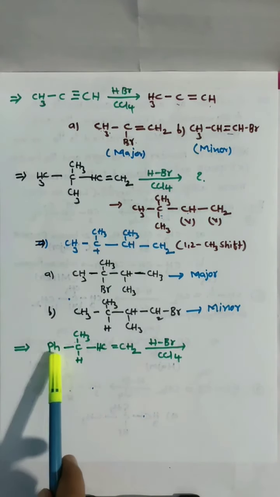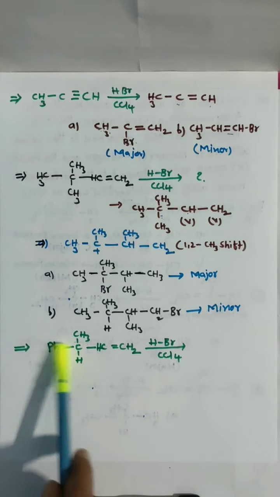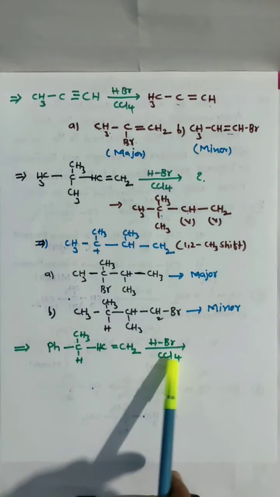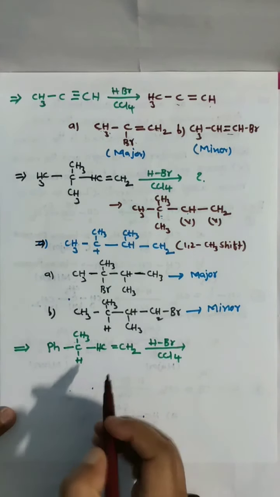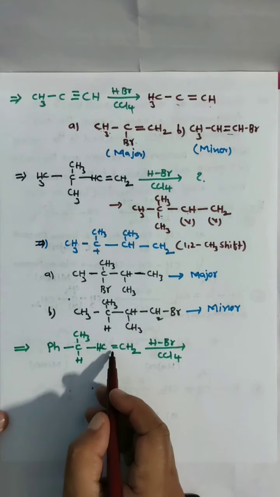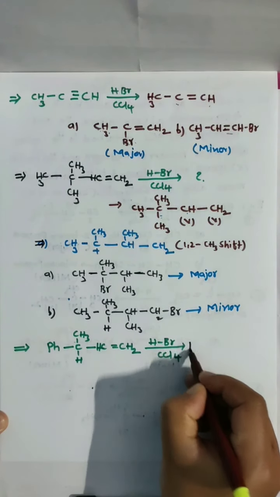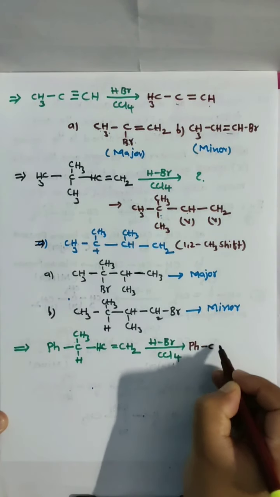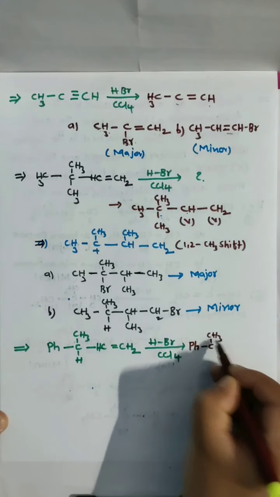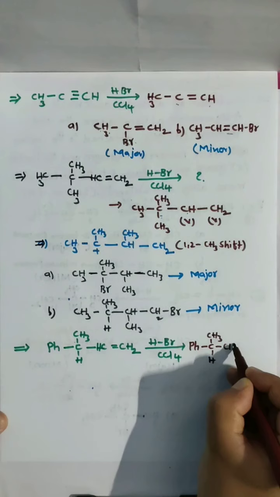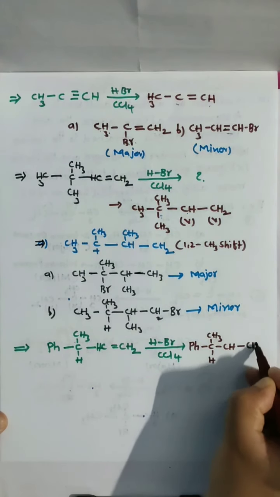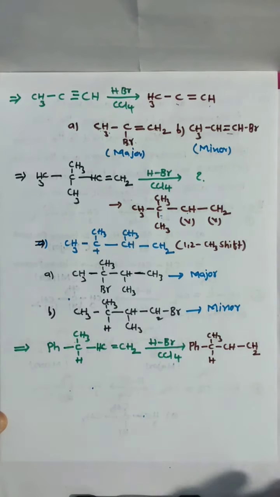This is a phenyl group, a benzene ring. This carbon compound is given and they are asking for the major product, and this was asked previously. First, what we have to do? We have to break the bond. We are getting Ph, bond C, CH3, bond hydrogen, bond CH, single bond CH2.